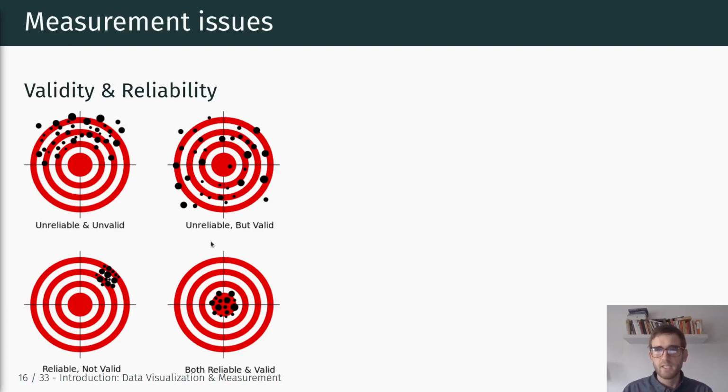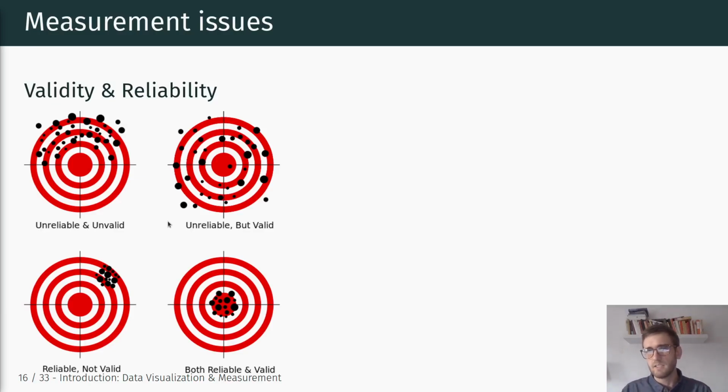Reliability, on the other hand, addresses the question of whether a measure is stable and precise, right? So a reliable measure is one that is precise and stable, and there's less variability, and to the extent that there is variability, it basically is only due to random error and not due to some systematic deviation.